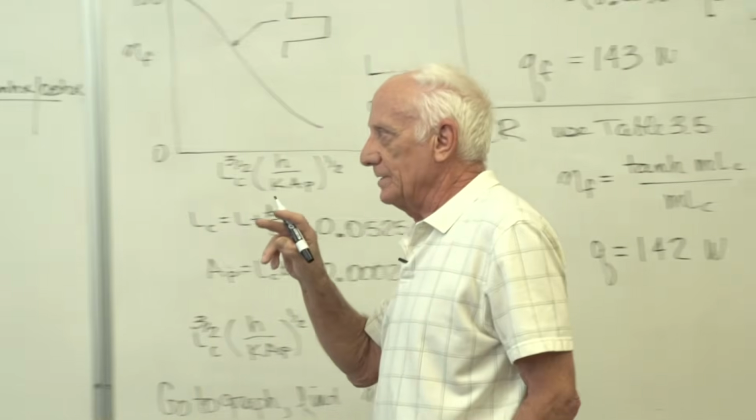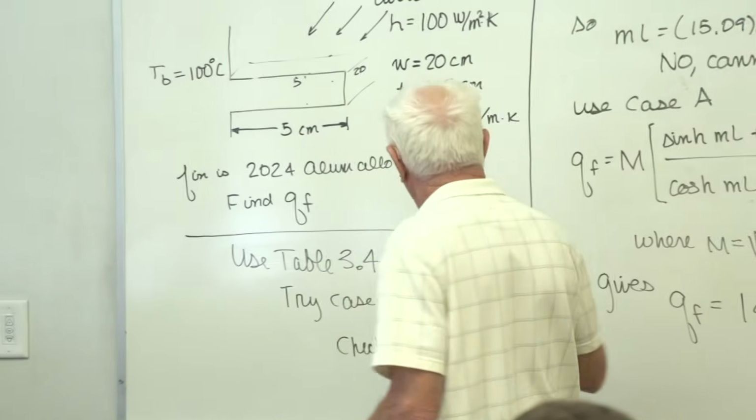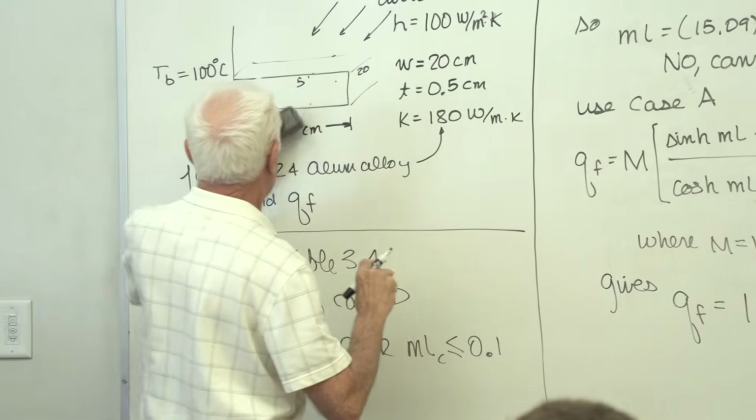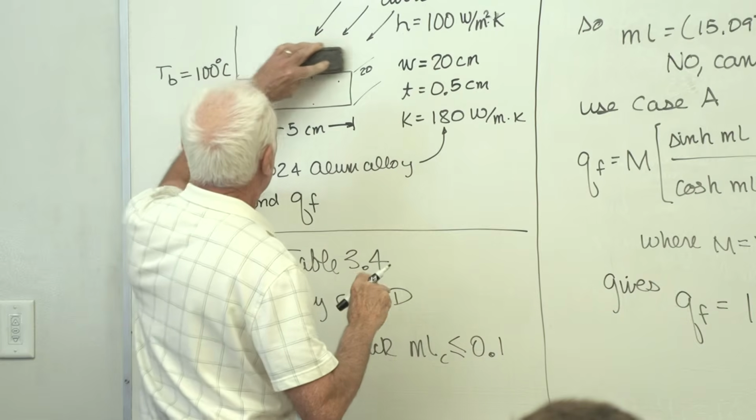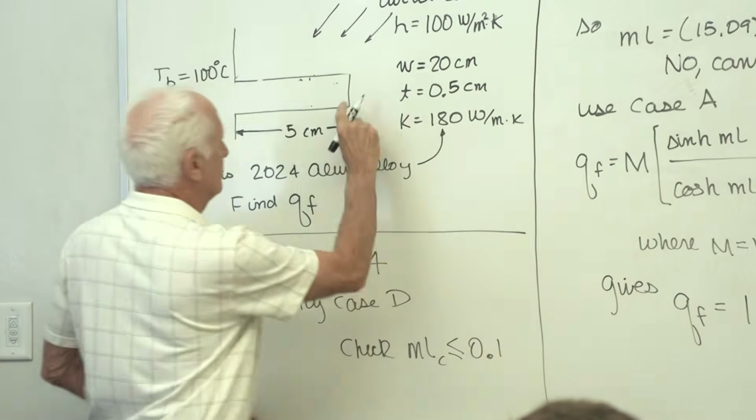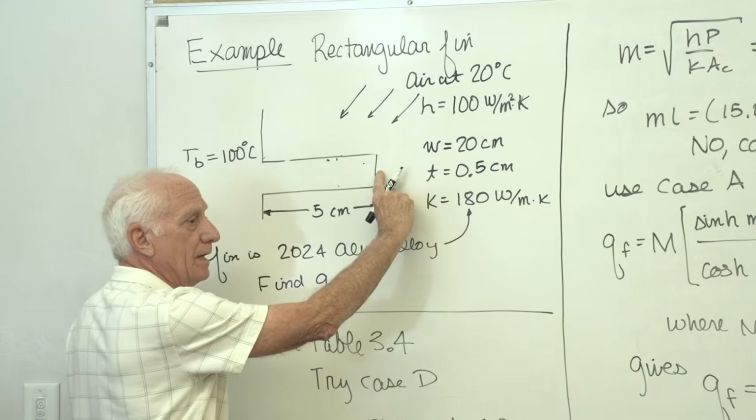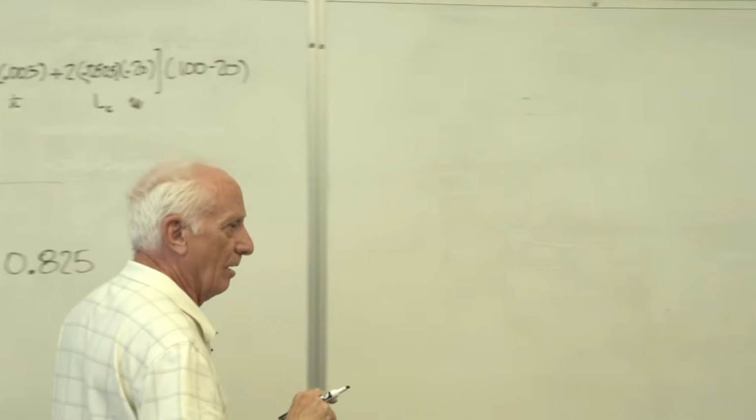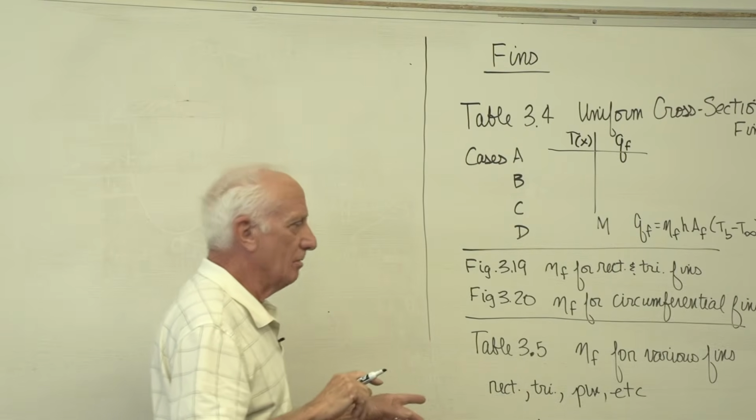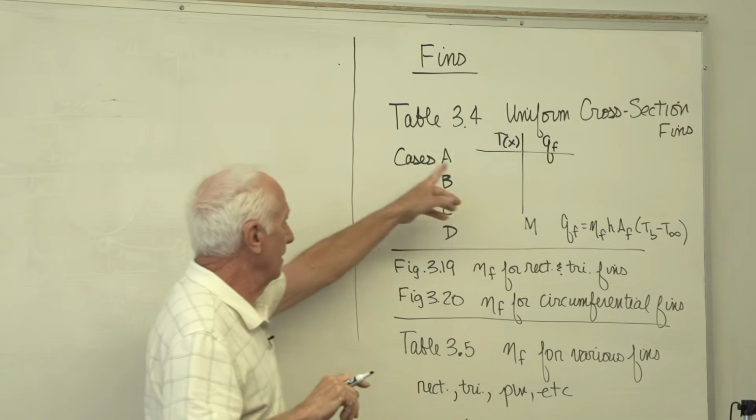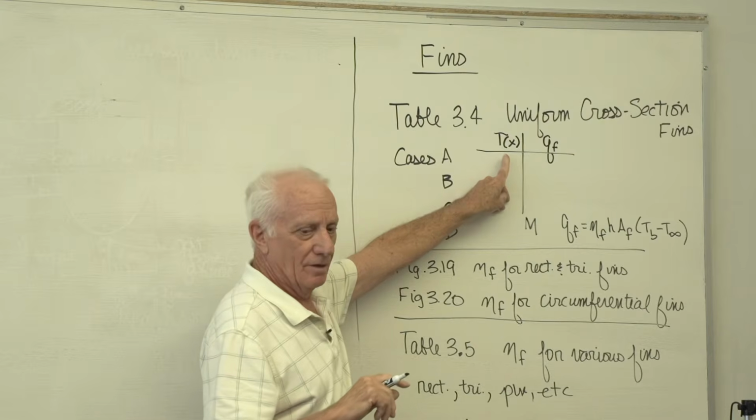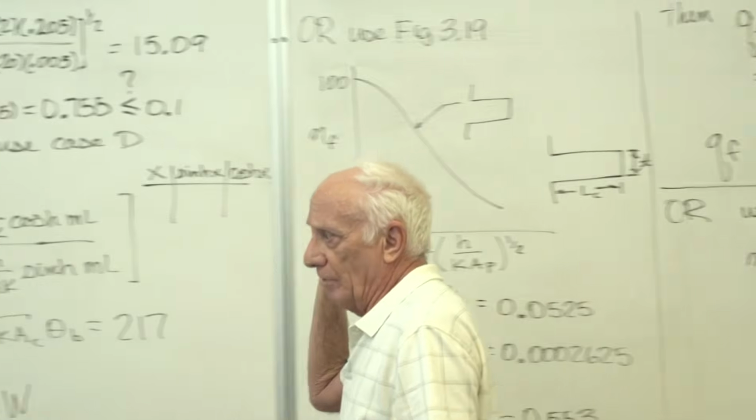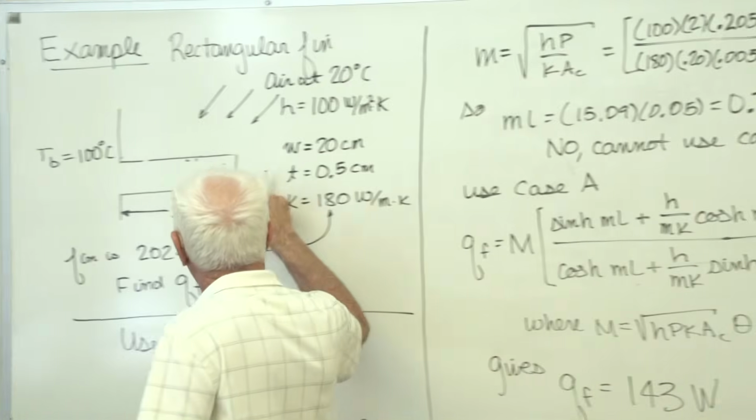What if somebody then asks you, I want to know what the temperature of the fin is at the fin tip. Okay, I want to know the temperature of the fin right there at the fin tip. I can't use figure 3.19, no. I can't use table 3.5, no. But I can sure use table 3.4. There it is. What's x? 0.05. There's an equation there. Put x equal 0.05 in it, crank it out. That gives you the temperature here.